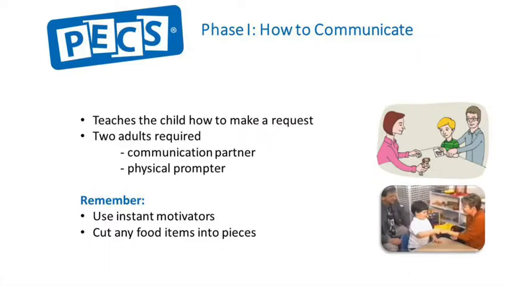Phase 1, how to communicate. This is where the child learns to exchange a single picture for items or activities that they want. It's teaching them how to make a request. To begin with, you need 2 adults to support. The communication partner, who entices the child with the motivator, and the physical prompter, who isn't seen or heard.